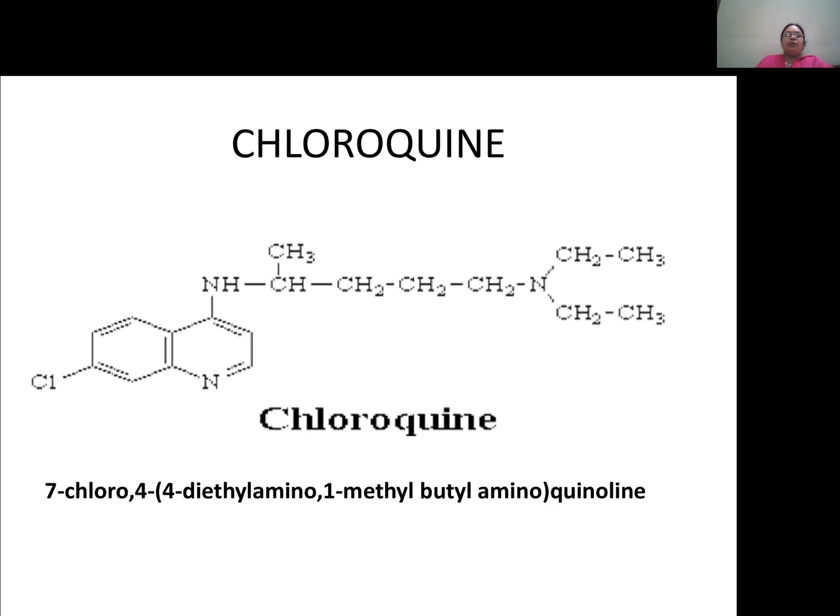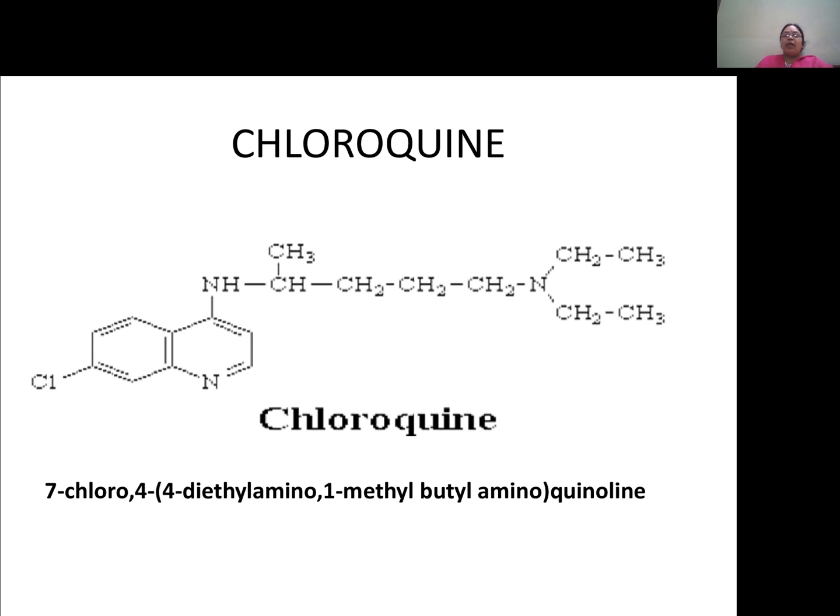Now this is the 4th position: 1, 2, 3 and 4. At the 4th position you can see this long chain. It is having 4 carbon atoms: 1, 2, 3, 4. That means this is butyl. Now if you go for the numbering of this butyl chain, 1, 2, 3 and 4, this is the numbering. Right.